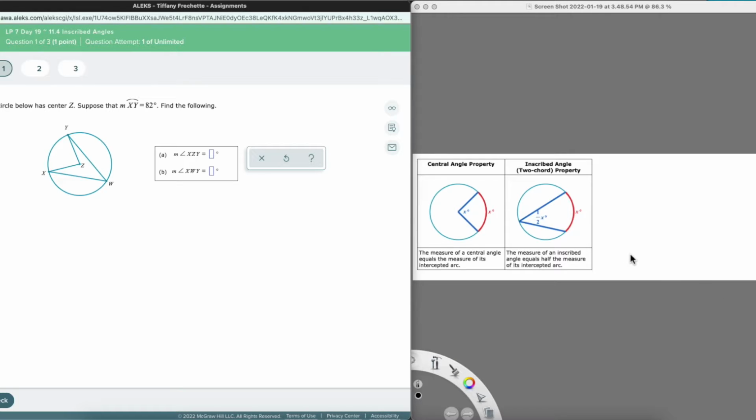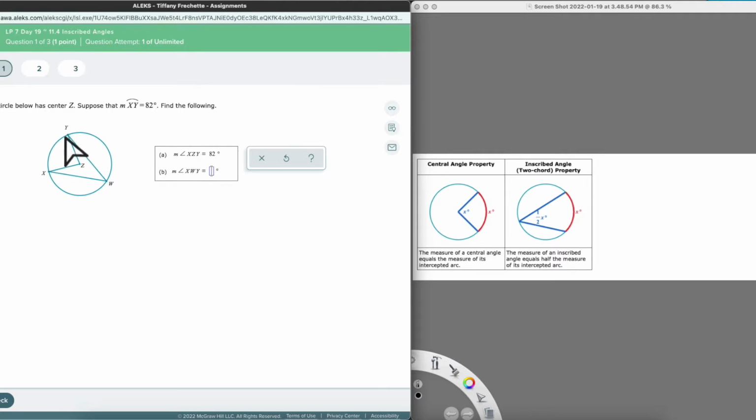So we're going to go through and start taking a look at this. The circle below has the center Z. So we can see that center Z. Suppose that arc XY, so we have this arc here, is 82. And we're going to find the following. So we have XZY. If this is my arc from point to point, this is the angle that created that arc. So remember, central angle and arc are the same. So if the arc is 82, the central angle is also 82. Now they want us to find XWZ. Same arc, exact same arc.